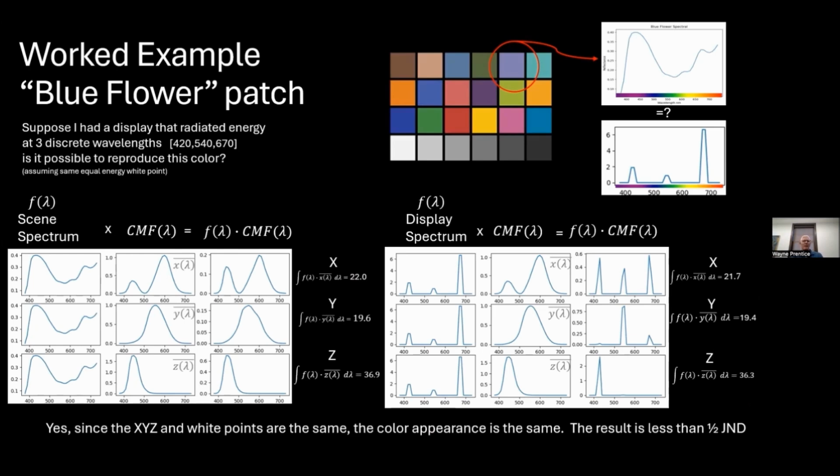So as we compare them, remember capital Y is the brightness. Here the brightness is 19.6. In this case, the brightness is 19.4, pretty darn close. The X values are 22 and 21.7, the Z values 36.9 and 36.3. So it turns out that this XYZ pretty much equals this XYZ. These two stimuli will create the exact same color, to less than half a JND.